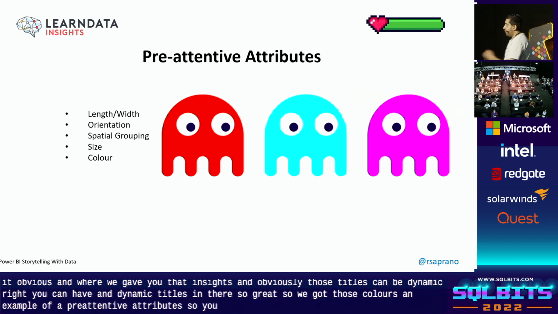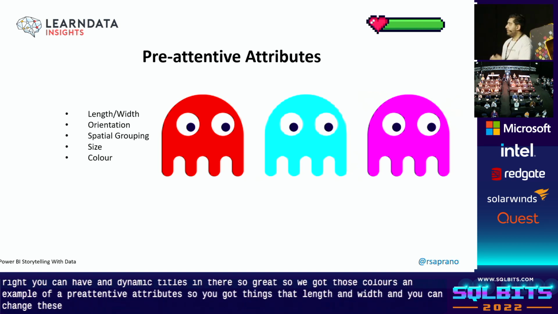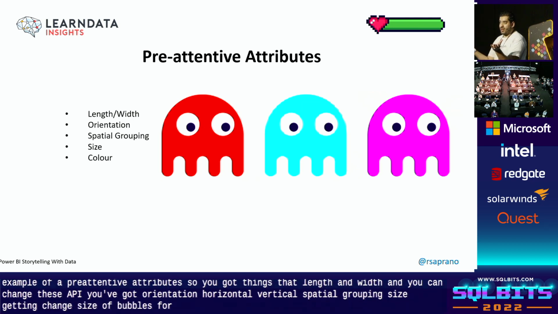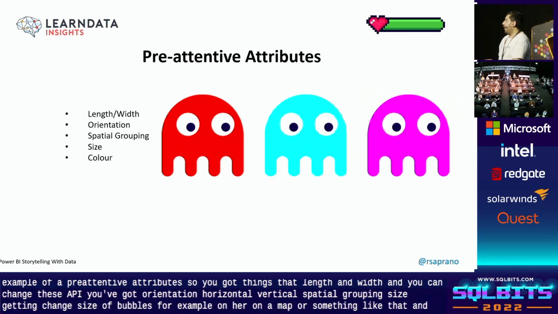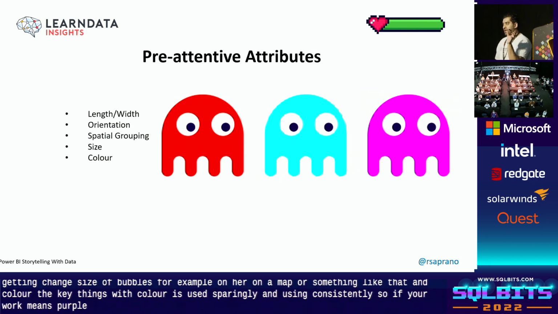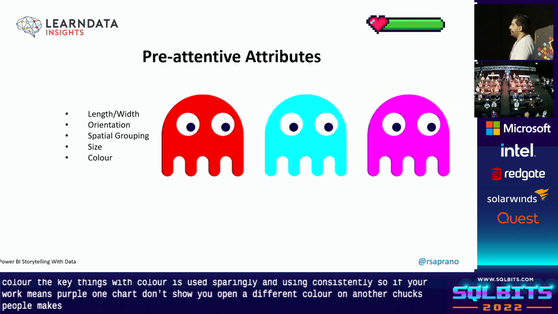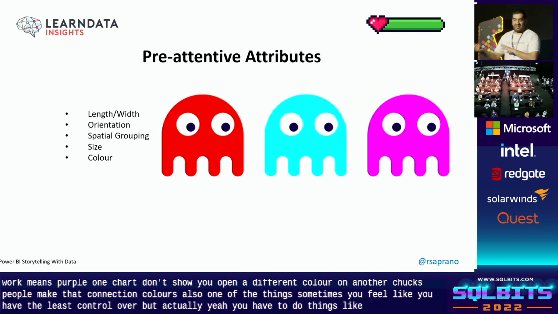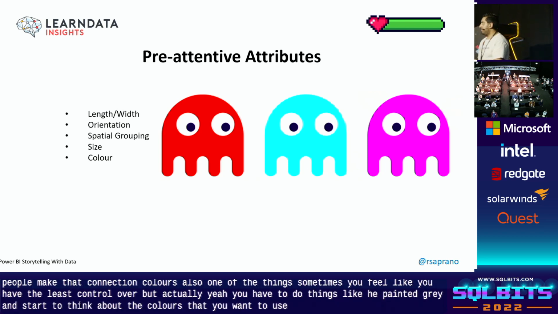So you've got things like length and width, and you can change these in Power BI. You've got orientation, horizontal, vertical, spatial grouping, size. So you can change the size of bubbles, for example, on a map, and color. The key things with color are to use it sparingly and use it consistently. So if Europe means purple on one chart, don't show Europe in a different color on another chart, because people will make that connection. Color is also one of the things where sometimes you feel like you have the least control, but actually you have to do things like keep everything gray and think about the colors that you want to use to highlight.